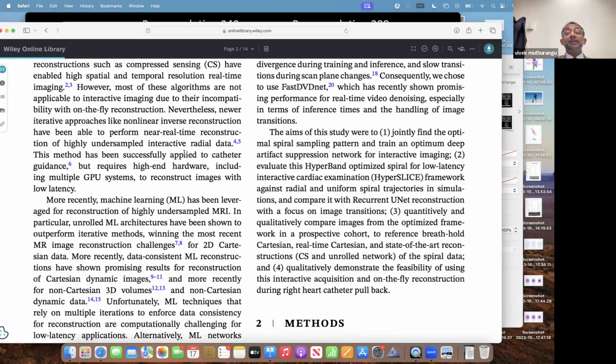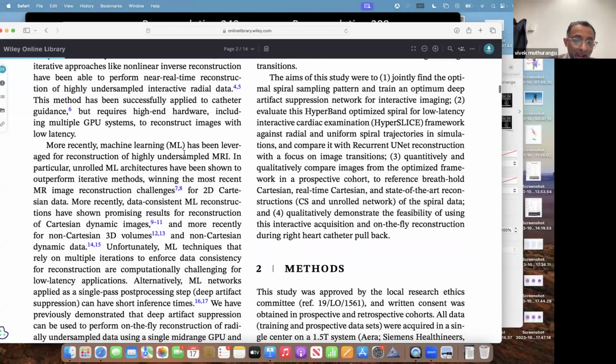Machine learning is interesting, does speed up the reconstruction, but most of the really powerful machine learning approaches have been unrolled iterative type reconstruction. So they're still taking more than 50 to 100 milliseconds to reconstruct a frame, and that's too long. So as a group, we've always been interested in the post-processing type of reconstruction. So what we would call deep artifact suppression.